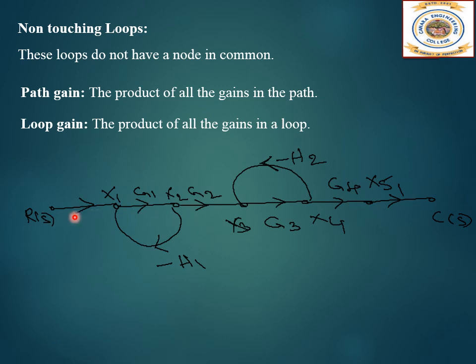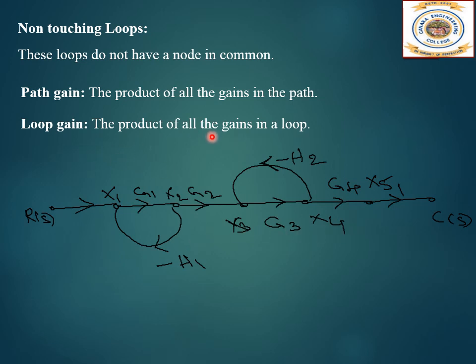A forward path means, if I consider the product of all the gains, the forward path is from R(s) to C(s). What are the gains? We have G1, G2, G3, G4. This is the product of all of this path. So the path gain will be G1 G2 G3 G4.